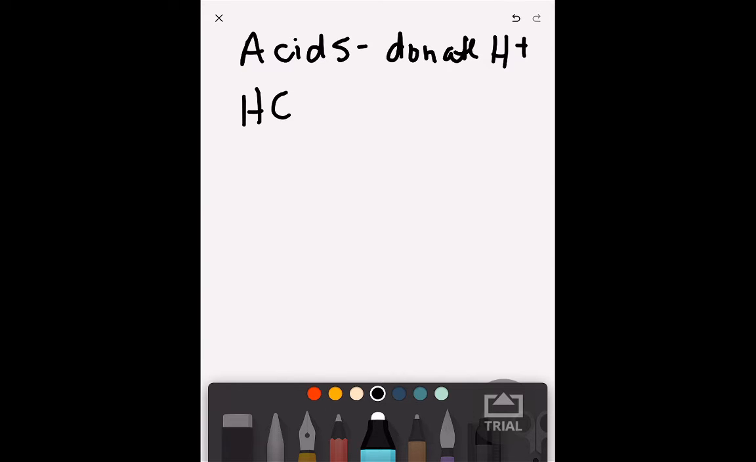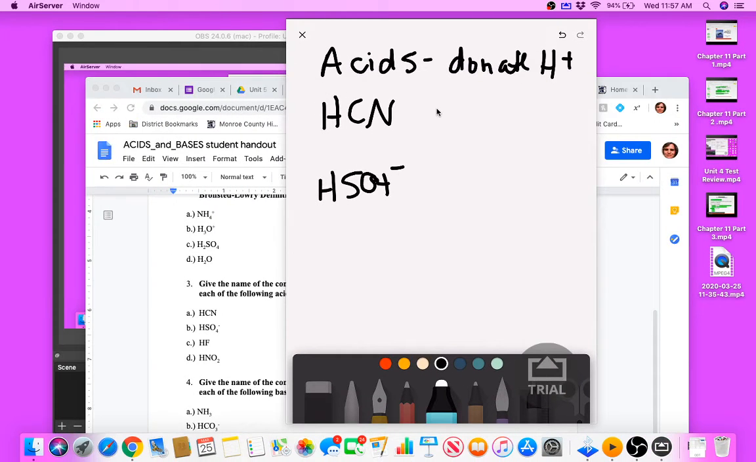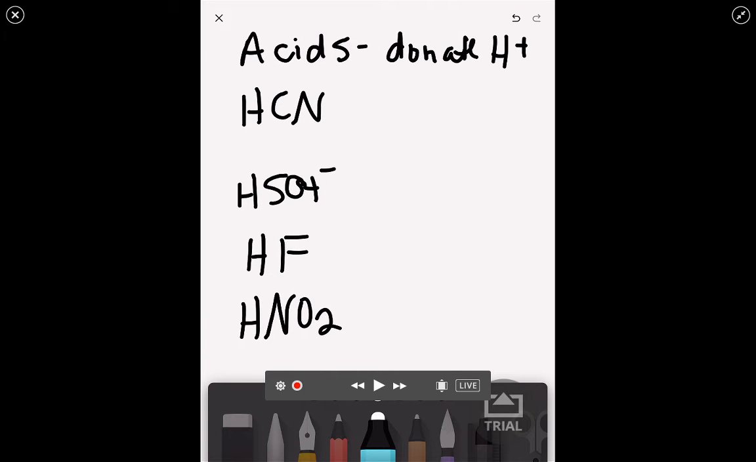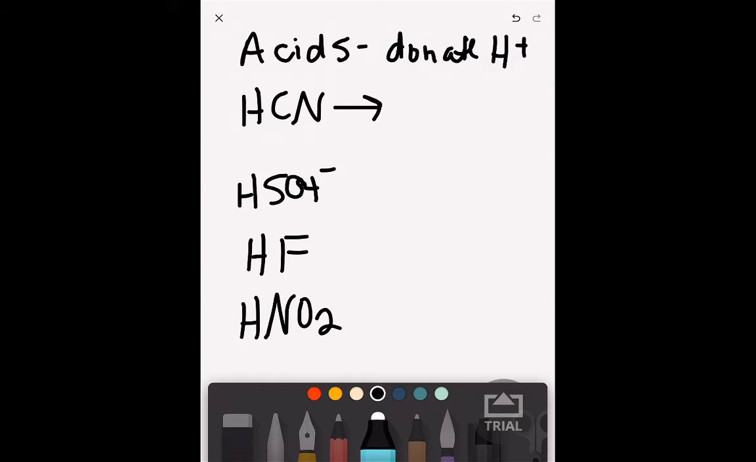And then we had HCN, HSO4 minus, HF, and HNO2. All right. So now, again, donate a hydrogen ion. So if you donate a positive hydrogen ion, then what you're going to end up with when you're done, you're getting rid of a positive with that, so what's left is negative. So that's going to be CN minus would be the conjugate base, okay?